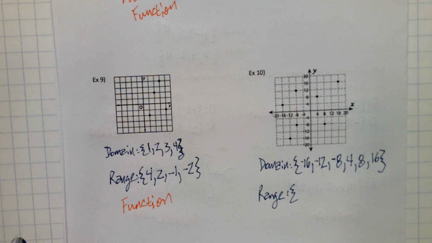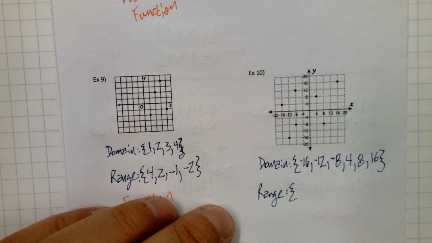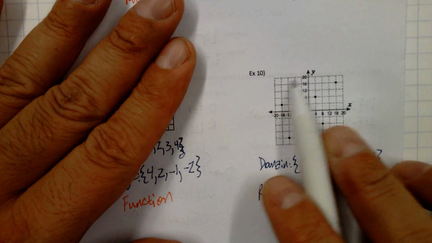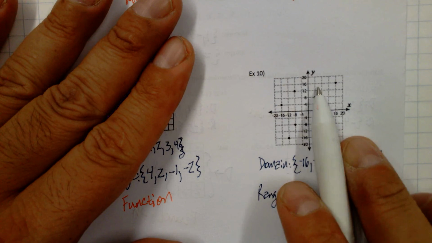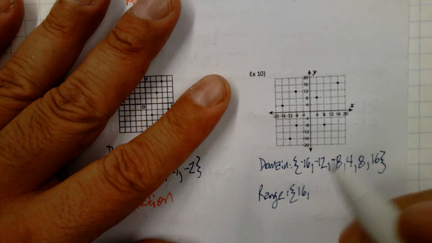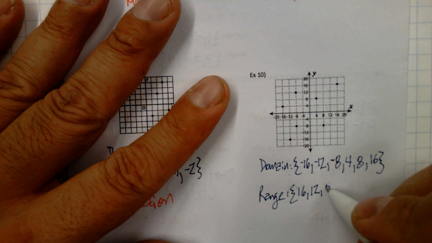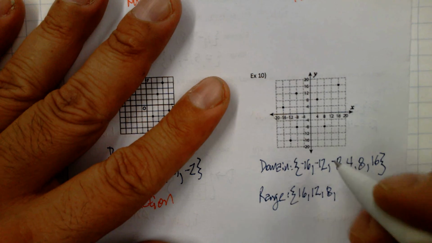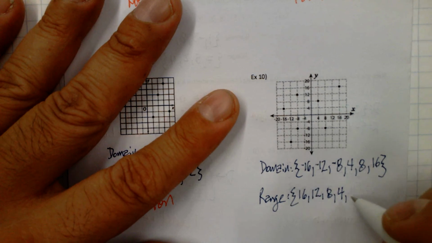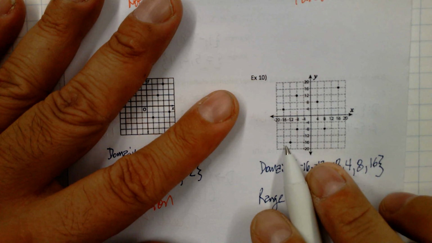Okay. For the range, we're going to start either at the top of the y-axis or at the bottom of the y-axis and work our way either down or up. So let's go up. If I'm going up, scan across, what's our first number we hit? 16, followed by 12, followed by 8, and then 4, and then negative 8, and then negative 16.